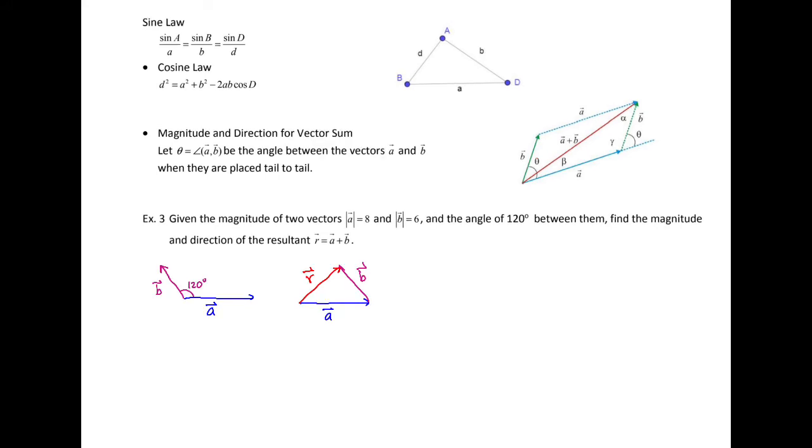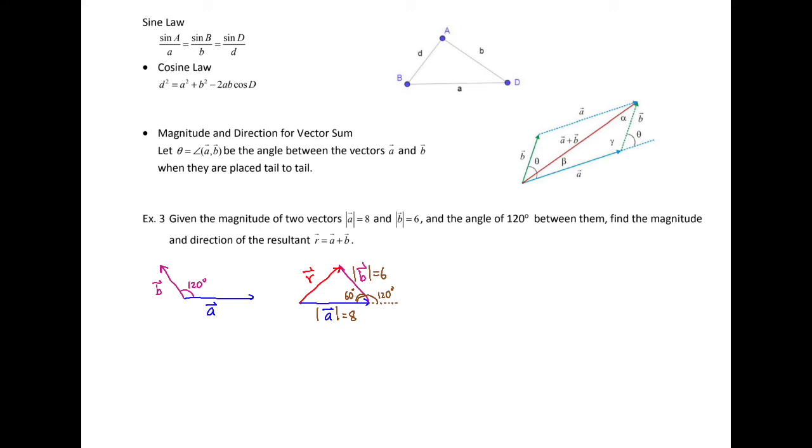Let's label all the values that we know on the diagram. So first, we know the magnitude of A is 8, and we know the magnitude of vector B is 6. And we know the angle between the tails of vectors A and B is 120. That means we know this angle is going to be 60 degrees.